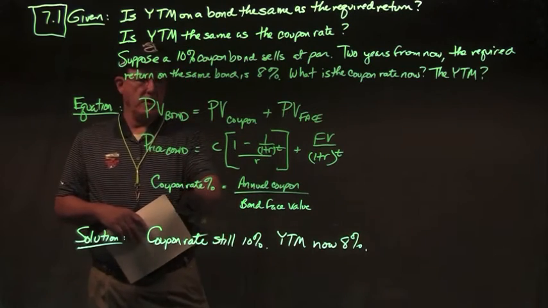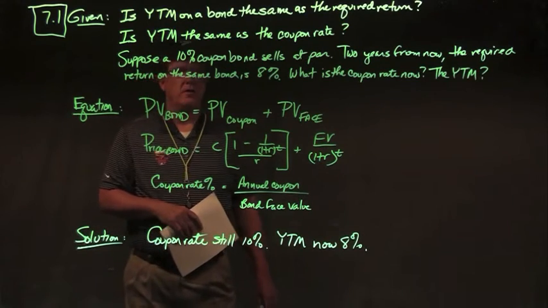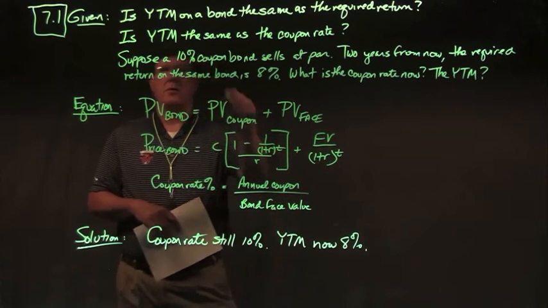Also, we're going to use this equation: the coupon rate is the annual coupon divided by the bond face value, which is usually, for corporate bonds, $1,000. So let's take these questions one at a time.